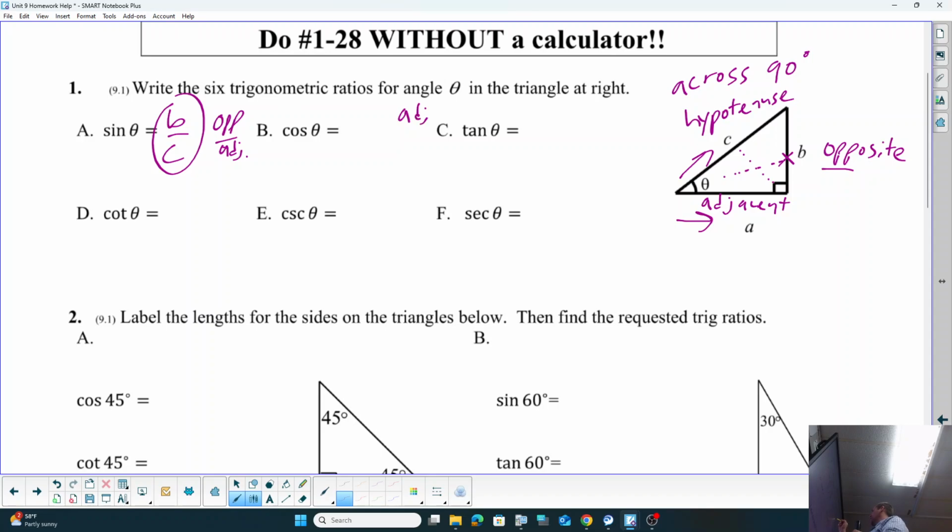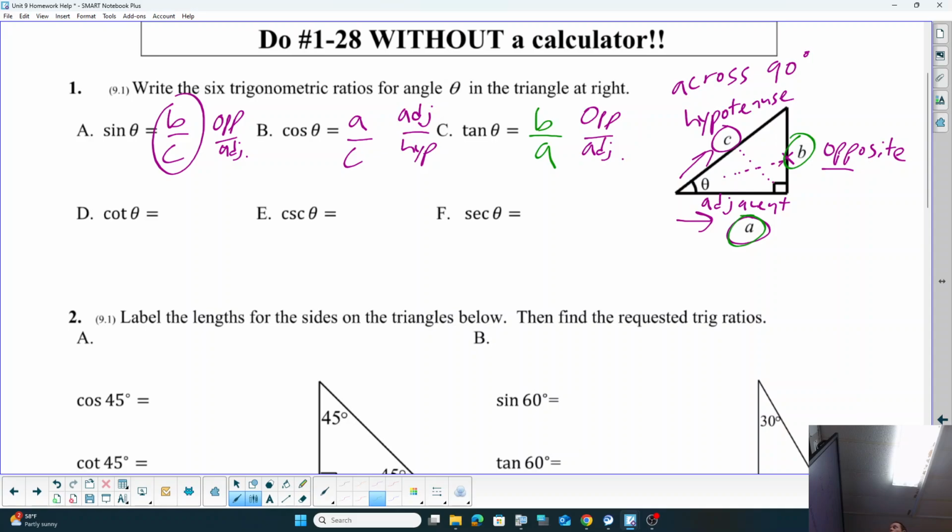Cosine is adjacent over hypotenuse. That's ADJ. There we go. So adjacent over hypotenuse, and then tangent is opposite over adjacent. So cosine is adjacent A over hypotenuse C. So that's A over C. Good. Did you get those right? I hope you did. And then tangent is opposite over adjacent, so in this case, it'd be B over A. Right? Opposite B over adjacent A.